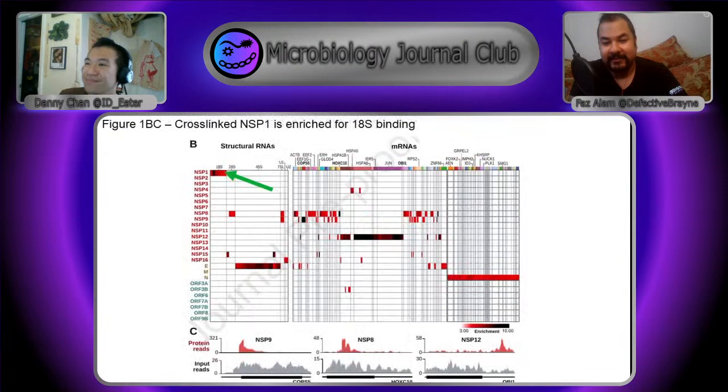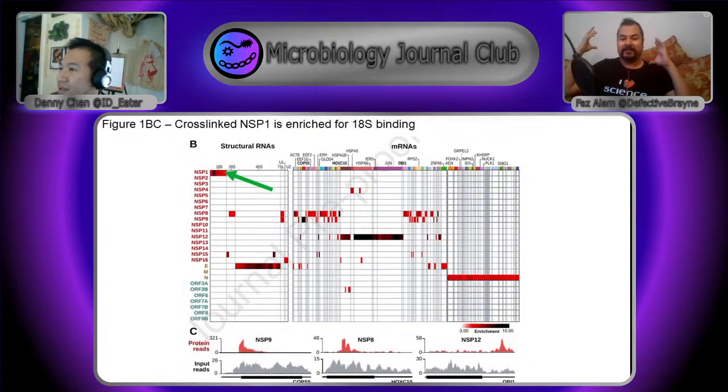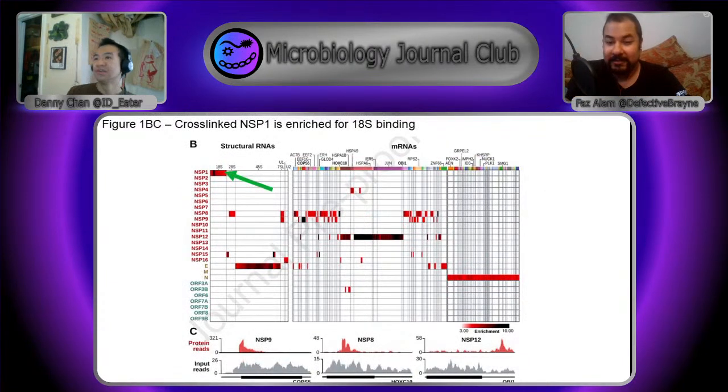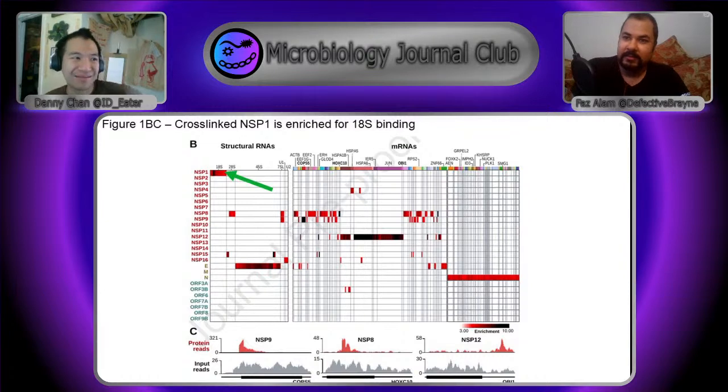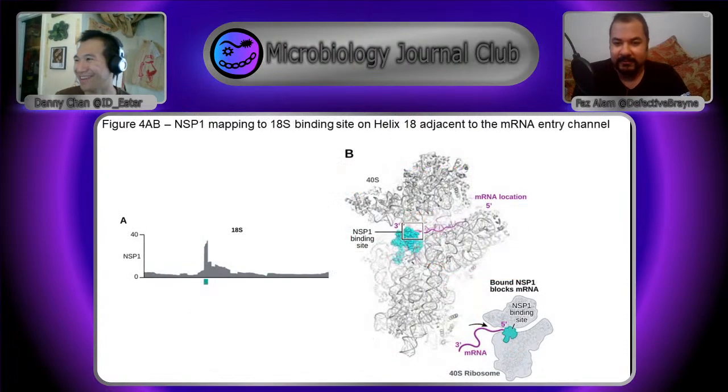Now we're going all the way back to the first figure, 1BC. This time we're looking at 18S binding. So 18S is a part of the ribosome, which is a very important part of the cell. It reads the mRNA code and turns it into protein. Again, it's a huge thing. It's been crystallized. They have a big structure of the protein, but it's really big. Oh, here, there's a good picture of it in the next figure.